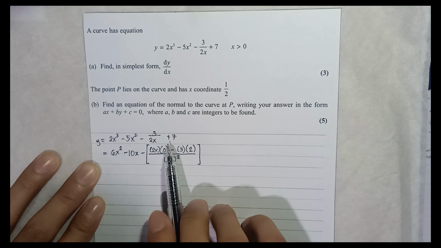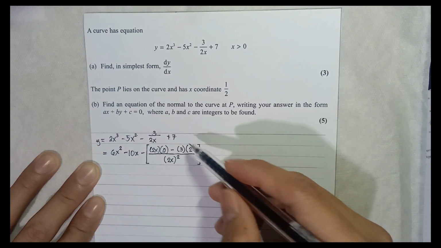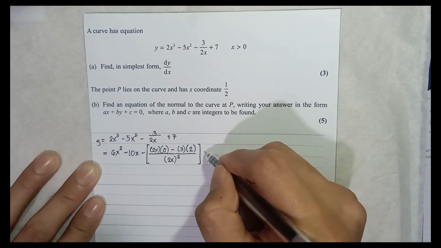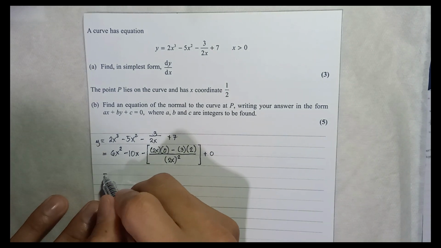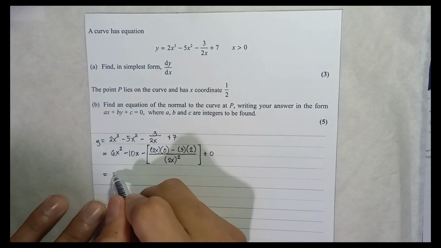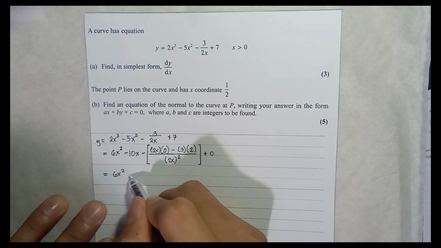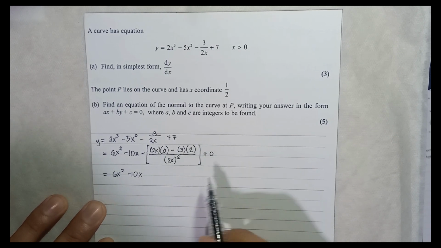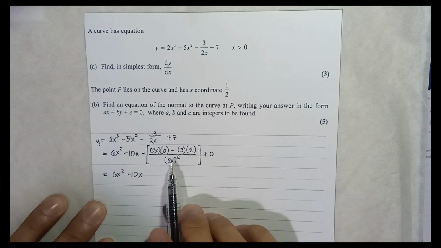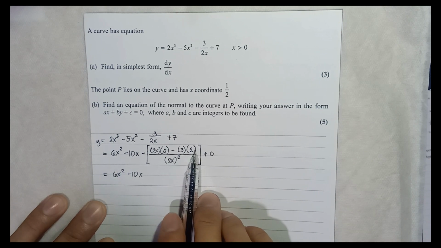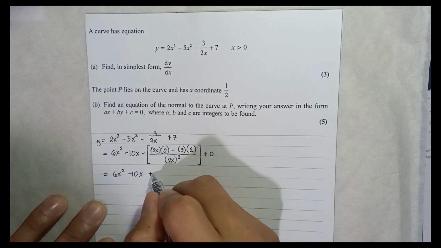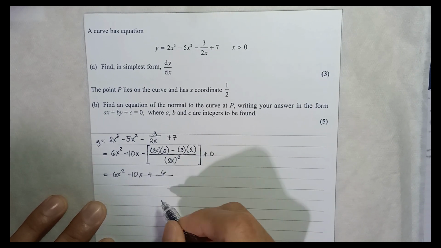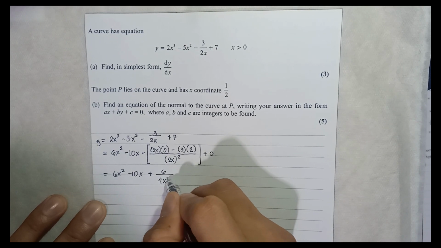And then plus 7. We know that the derivative of a constant is 0, so just plus 0. Then we simplify this. We can simplify this as 6x squared still, minus 10x. Then here, 2x times 0 will be 0. 3 times 2 will be 6. We have negative times negative, that gives us positive 6 over, this will be 4x squared.